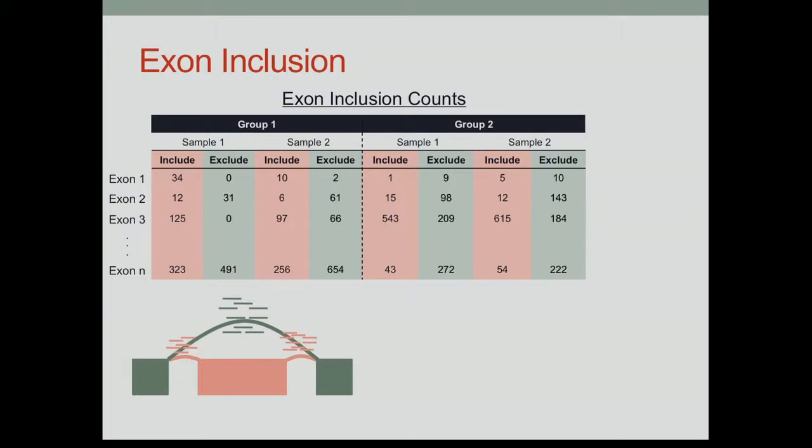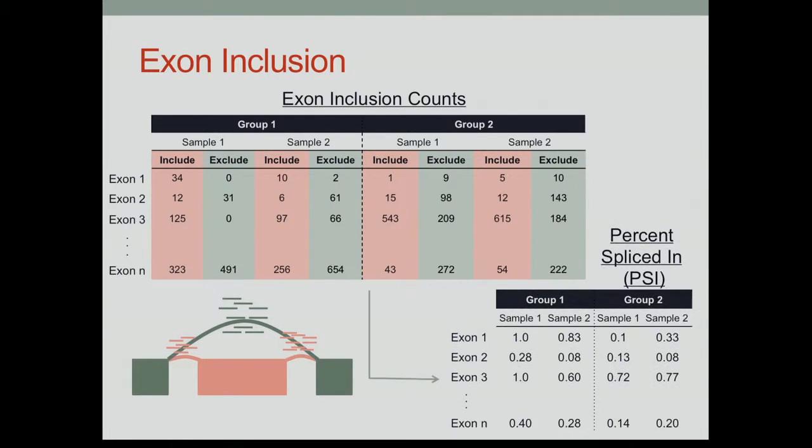Just to be more specific, if we have a little cartoon example, we have a set of exons. There are a certain number of junctions that will indicate that the exon was included, and there'll be some junctions that indicate it was skipped, so we can have a basic count matrix where for each exon you have the number that include and the number that exclude. This would generally be summarized by some notion of the percent spliced in, where you just take this as a percentage.